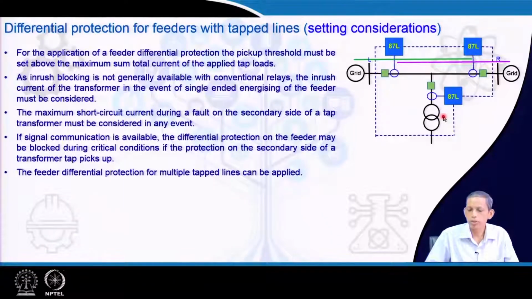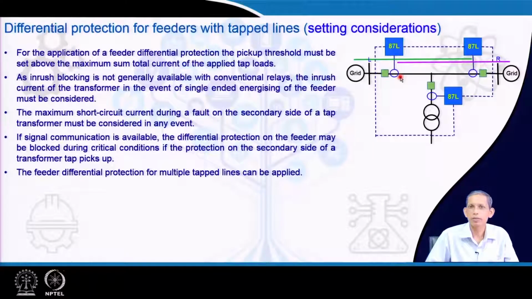So, if you have multiple taps and all these things, then the corresponding maximum tapped current must be included in the pickup setting also. Now, what will happen whenever you switch on the system from one end after some maintenance is that, at that time, the inrush current will flow. This inrush current is a very large amount, 5 times and so at times. So, that current will flow through this one.